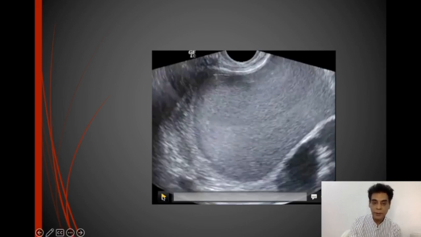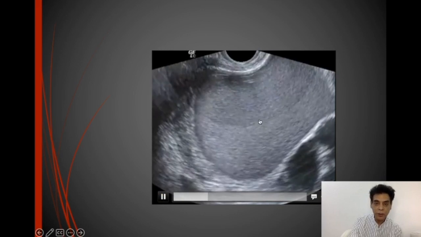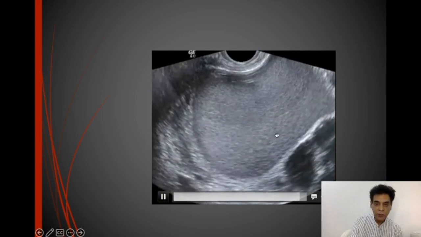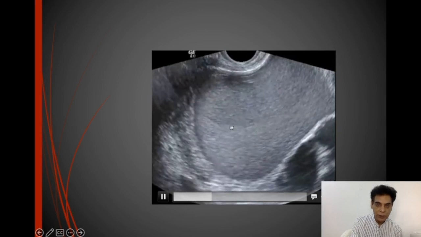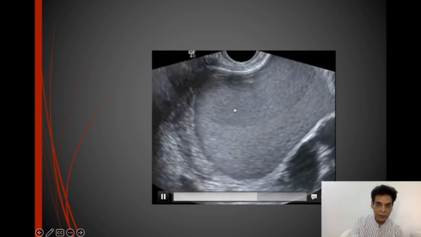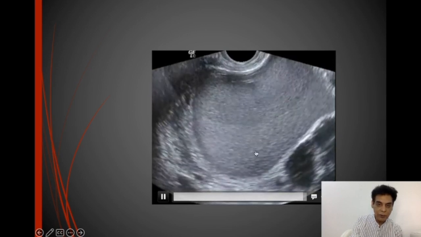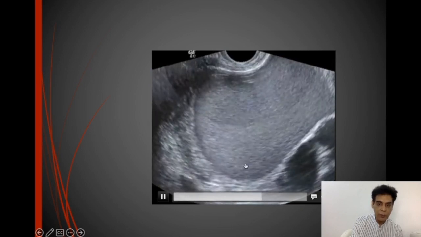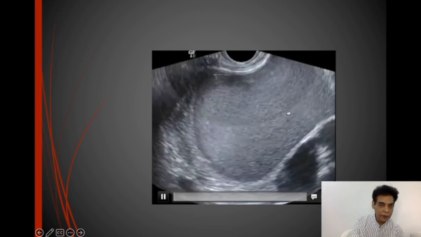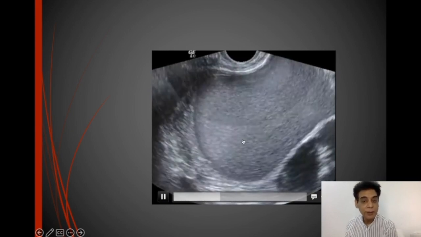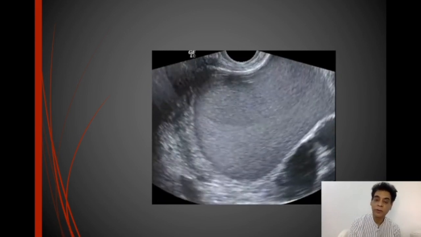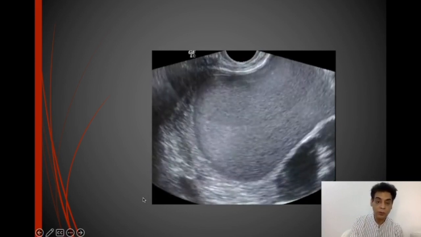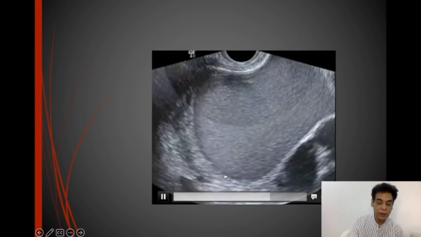Let us see this video, and here you can make out this subtle movement, very clear acoustic streaming. You could see some leveling is also there, but in both cases you could make out that there is movement from top to bottom. Although there is some fluid level type of thing, the fact that there is movement suggests the possibility of hemorrhagic cyst over endometriotic cyst, because you could see the movement is even towards the base.